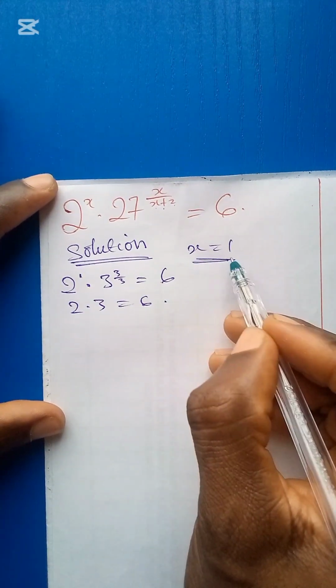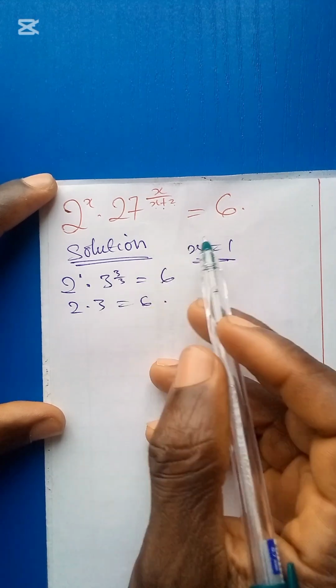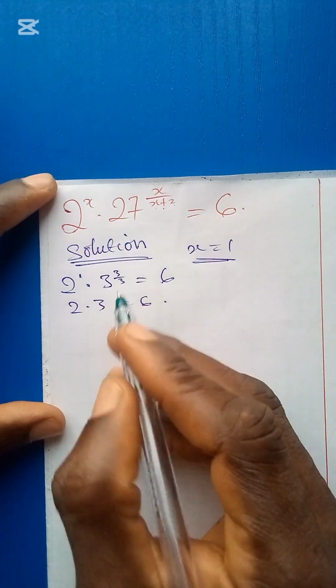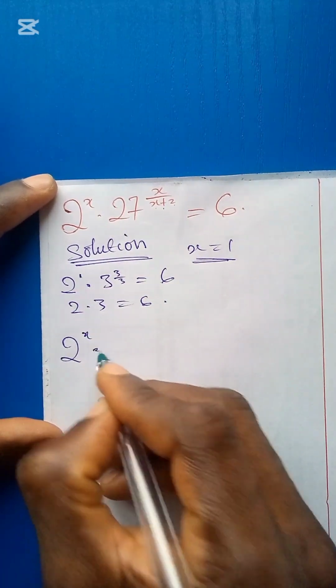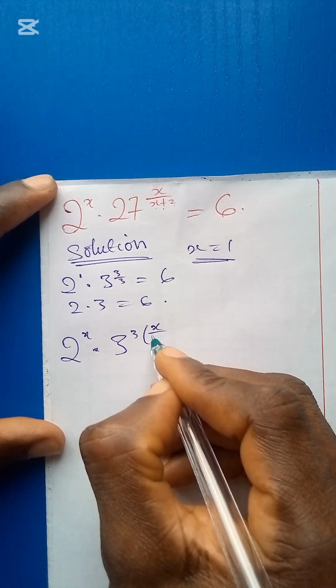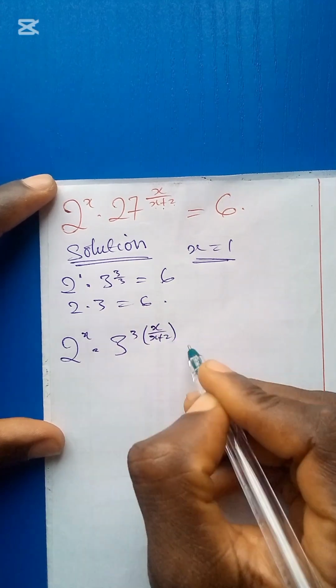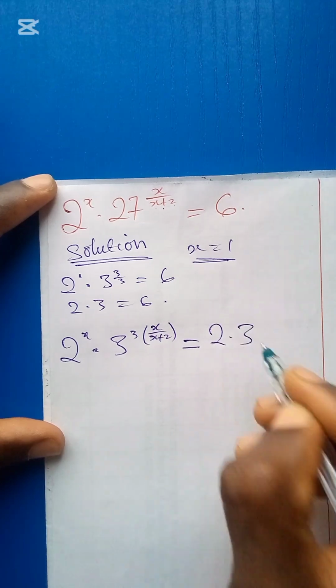But x equals to 1 is not the only solution to this equation. To get the other one, I'm going to solve it this way. First, I will write this as 2 to power x times 3 to power 3x over x plus 2 is equal to 6, which can now be written as 2 times 3.